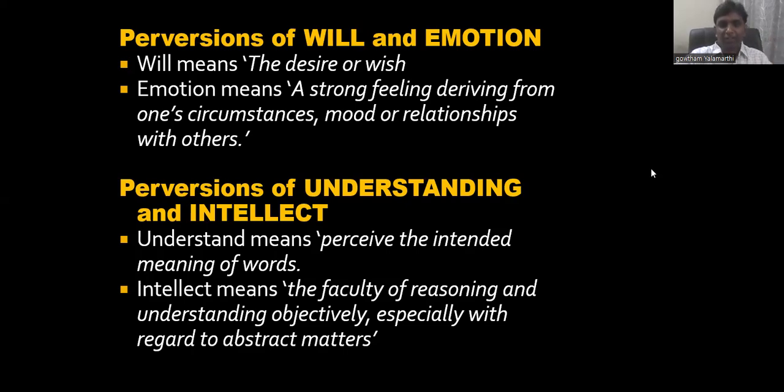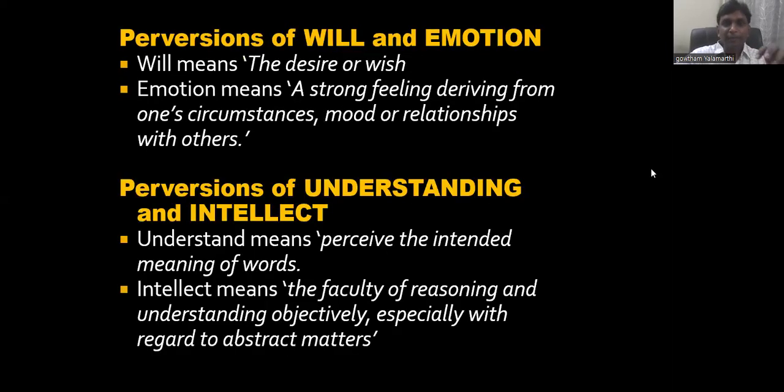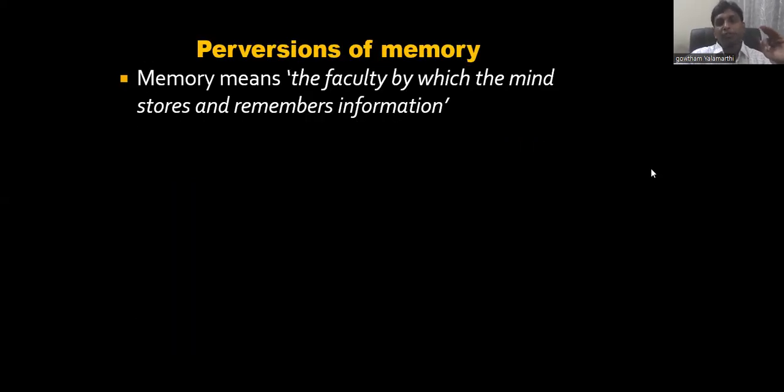So if there is any perversion in either understanding or intellect, then delusions come up. And the perversions of memory. Memory means the faculty by which the mind stores and remembers information. So any of these rubrics can be taken and used for repertorization, either in the perversion of will and emotion, or perversions of understanding and intellect, and perversions of memory.